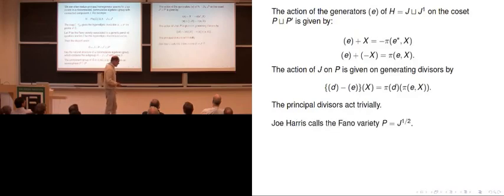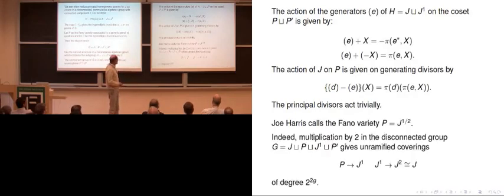Okay, now Joe likes to call the Fano variety Pic 1/2. Because if you look at this group and you multiply by 2, it takes the Fano variety to J1, so you have a morphism from the Fano variety to J1, and it takes J1 to J. So this is like a Pic 1/2. And these maps have degree 2 to the 2g because if you translate by a point of order 2 in the Jacobian on the Fano variety, it has the same image in J1, and likewise here. So you get coverings of degree 2 to the 2g.